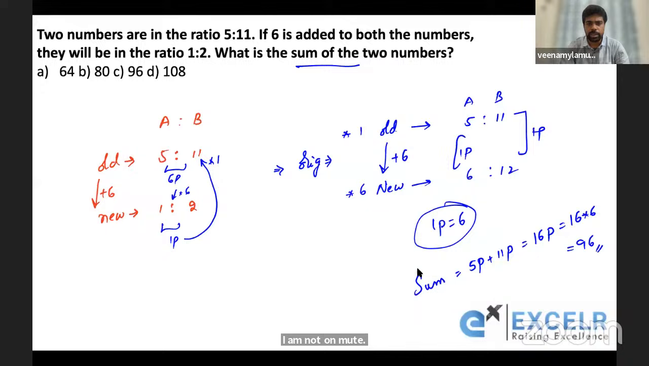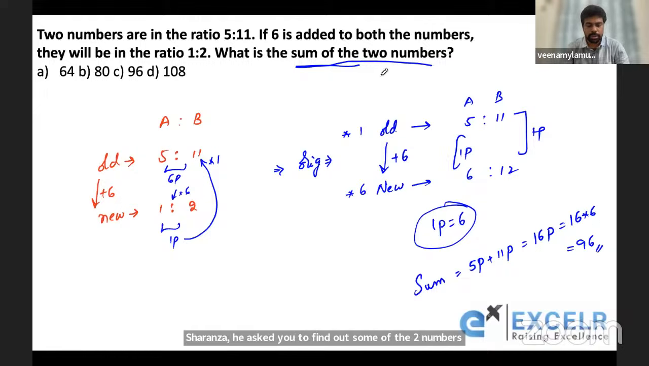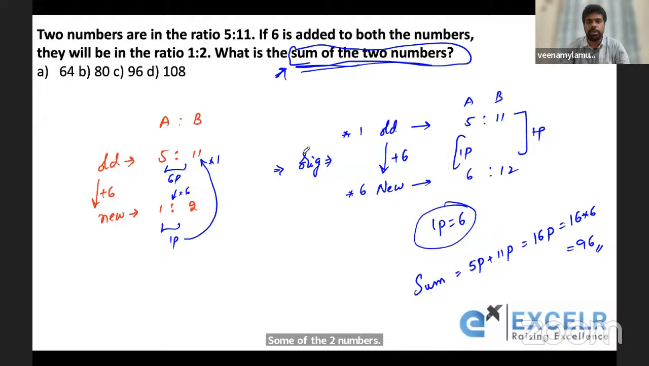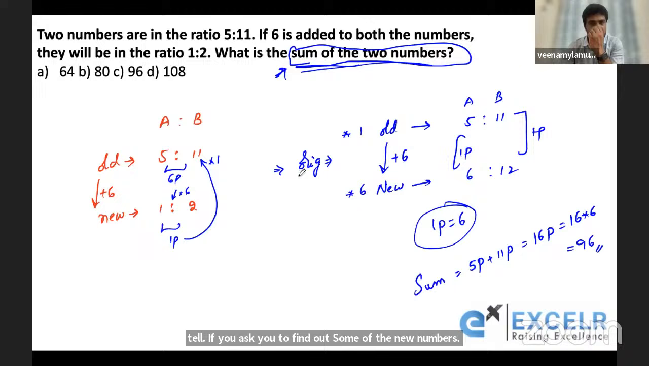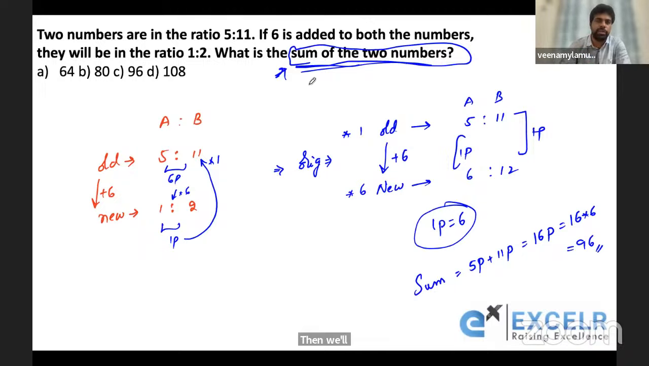So why should we take the old one? See, Sharan Sai, he asked you to find out the sum of the two numbers. Sum of the two numbers means we should tell the old ratio. If he asks you to find out the sum of the new numbers, then we'll take 6 plus 12. He didn't say new numbers anywhere, no. So we are taking the old numbers.